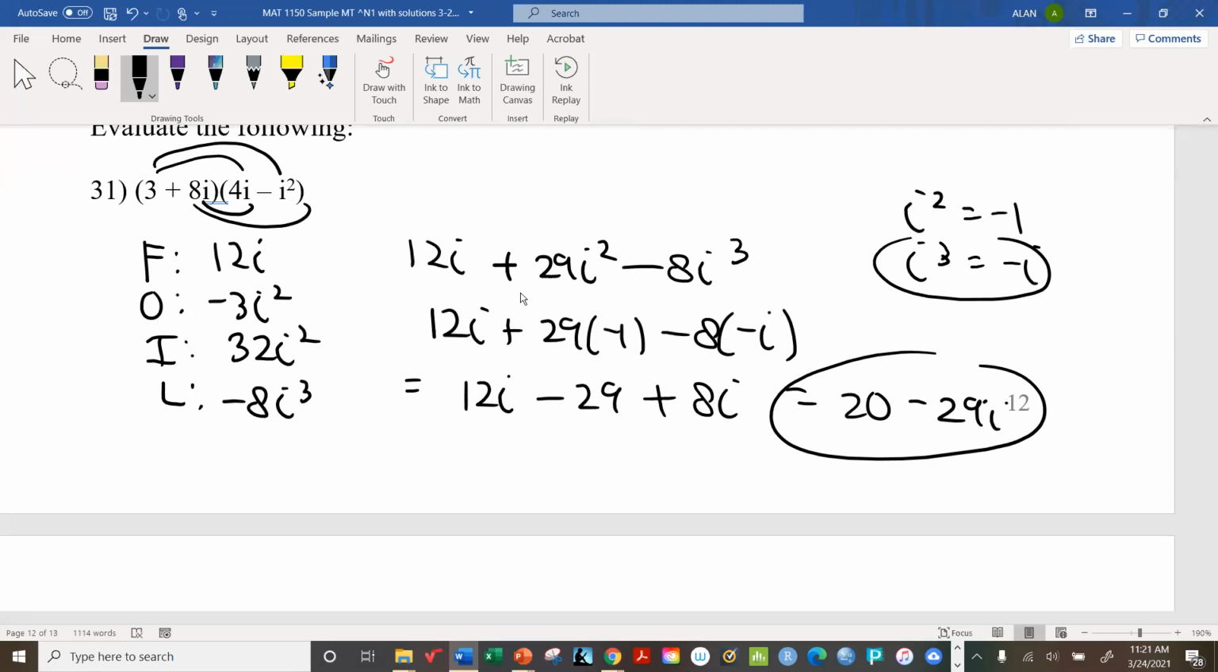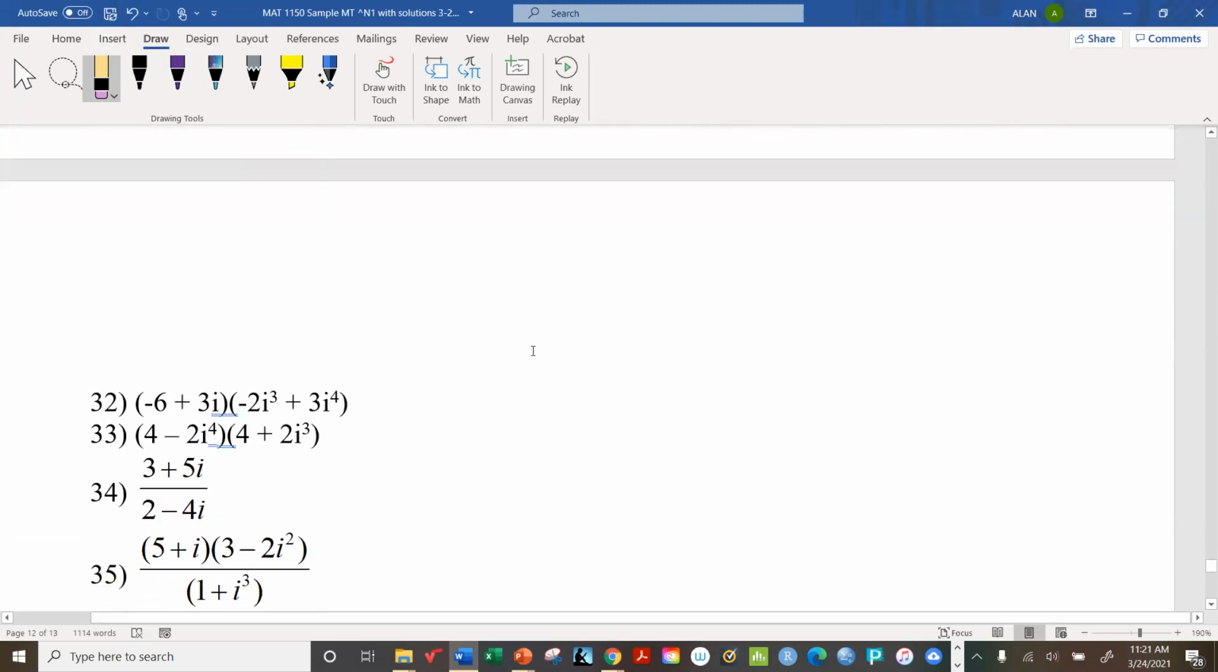Oh, I wrote it wrong. Sorry, my fault. I just realized I copied it wrong. It's 20i minus 29. That's better. All right. Well, after all that work, I almost blew it, didn't I? Yeah. All right. Well, let's try this one.